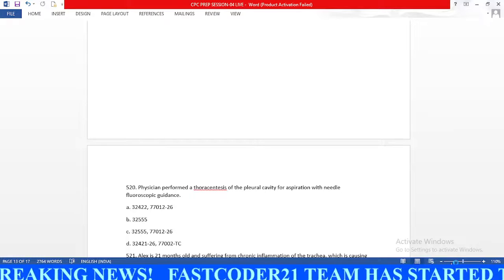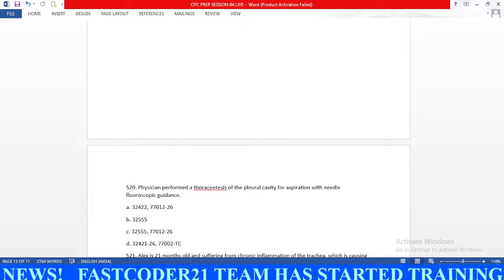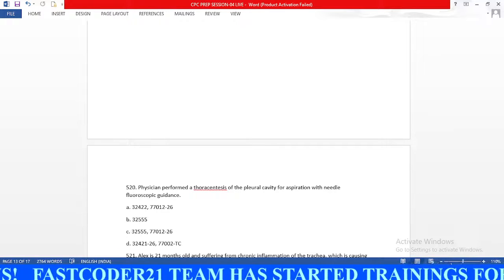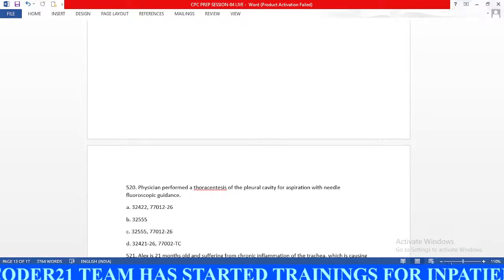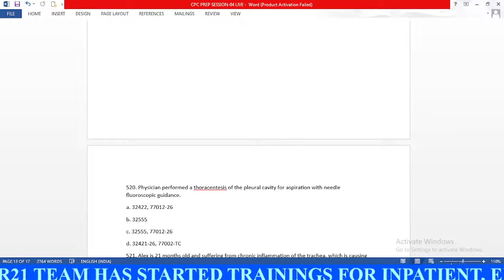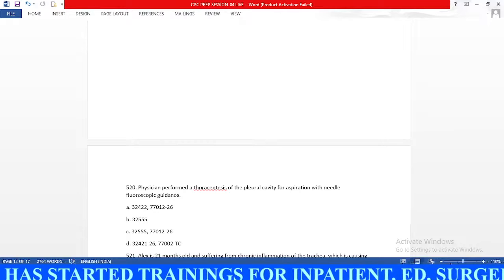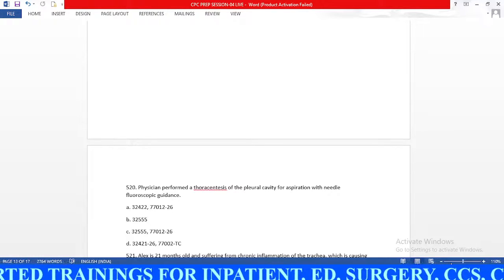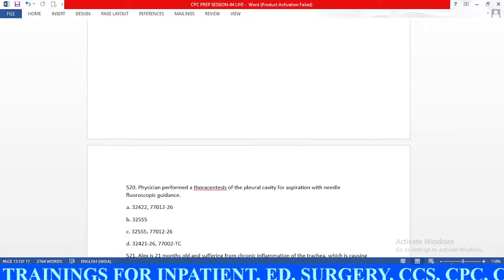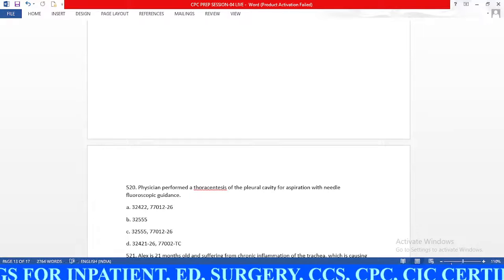Question: physician performed a thoracentesis of the pleural cavity for aspiration with needle, fluoroscopic guidance. Our answers are A: 32422, 77012, 26 modifier. B: 32555. C: 32557, 77012, 26. D: 32421.